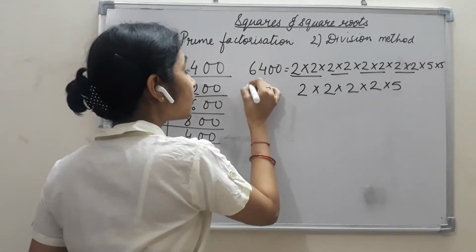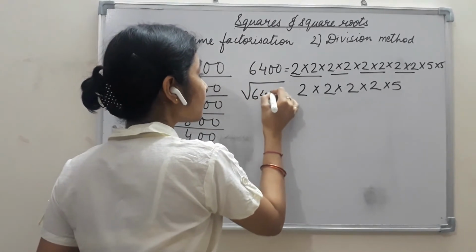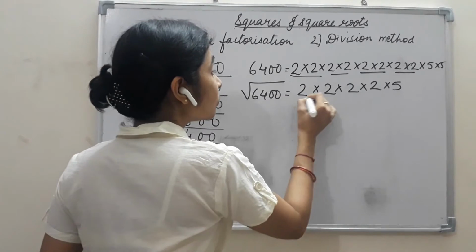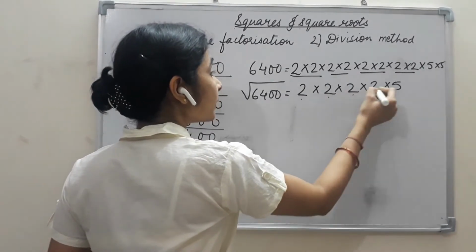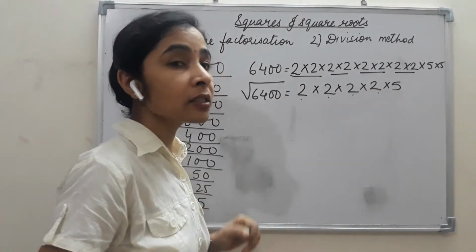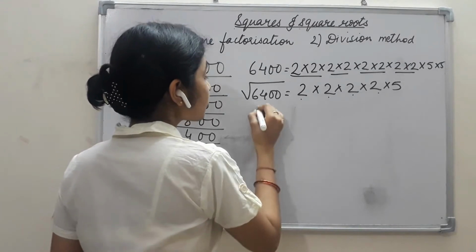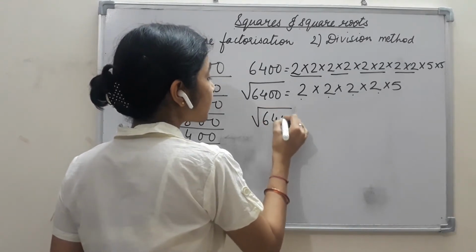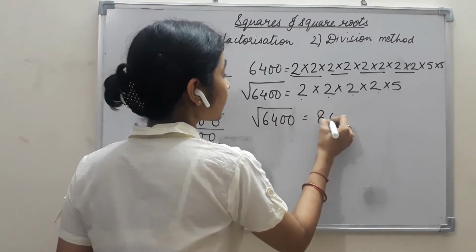So square root of 6400 is equal to 2 2s are 4, 4 2s are 8, 8 2s are 16 and 16 5s are 80. So square root of 6400 is equal to 80.